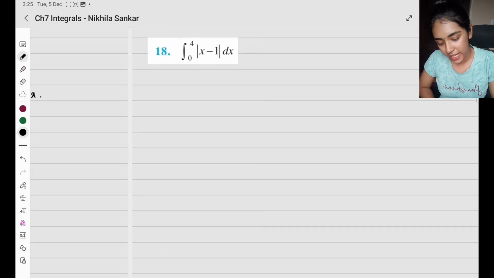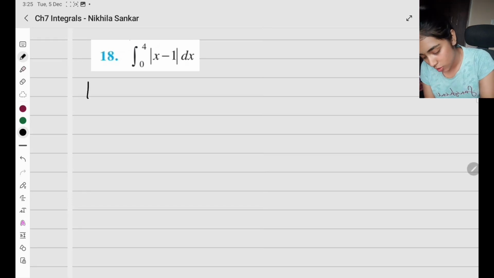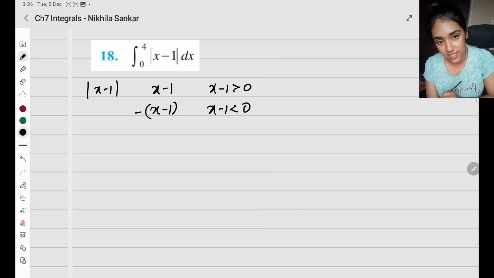Question number 18. So I have 0 to 4 but I have a modulus symbol. So for the modulus, I have x minus 1 is positive and negative when x minus 1 is greater than 0 and x minus 1 is less than 0. Okay, how we solve a modulus function. X greater than 1 and x less than 1.